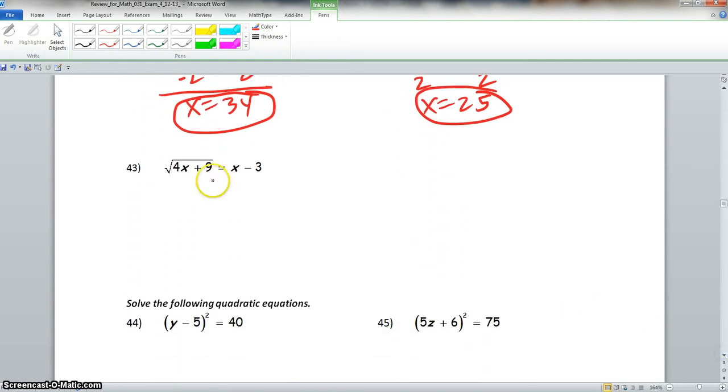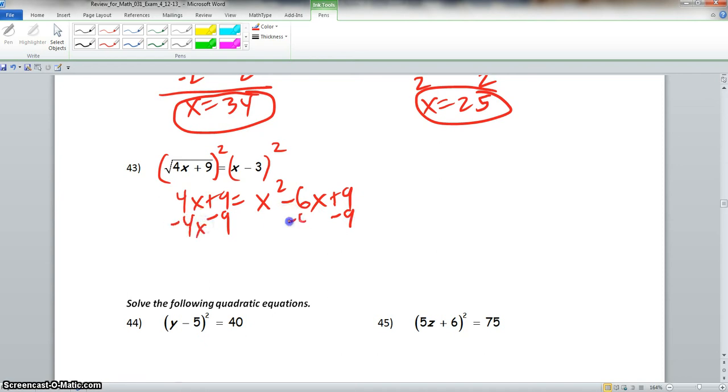Now we go here to problem 43. Now 43 is a little different because we have a square root on one side and we have a binomial on the second side. So we still would square both sides to get rid of the radical. So we have 4x plus 9 is equal to (x minus 3) squared, which is the same as x squared minus 6x plus 9. Now we will subtract 9 on both sides and also subtract 4x on both sides. So we will have 0 is equal to x squared minus 10x. Now we could factor out an x and we'll be left with x minus 10.